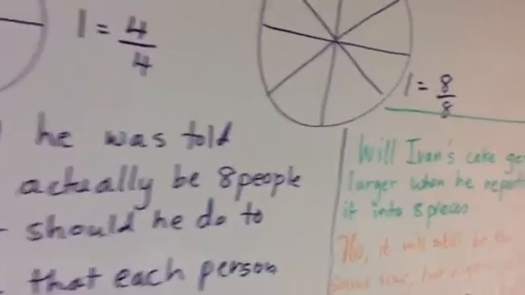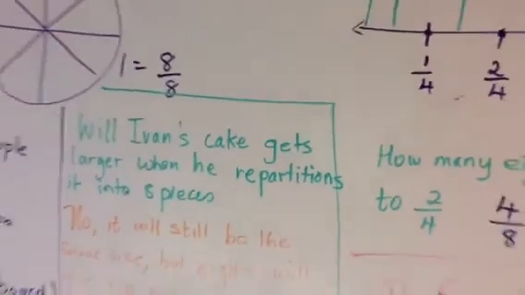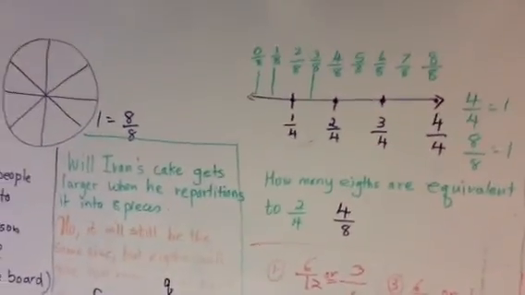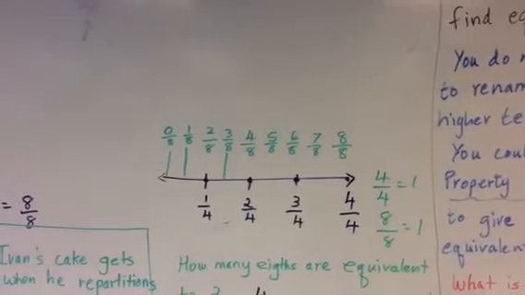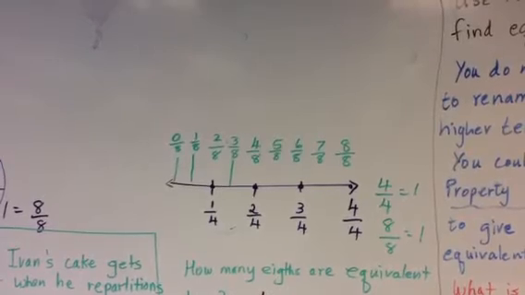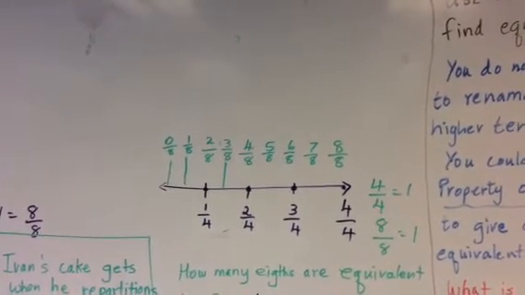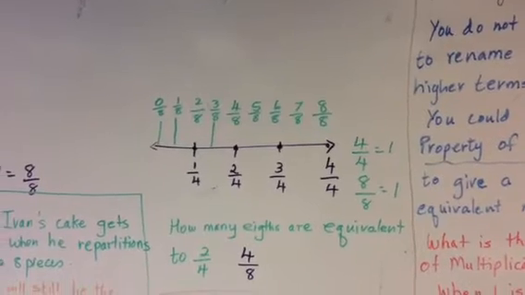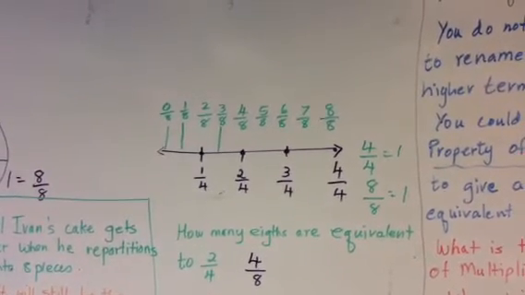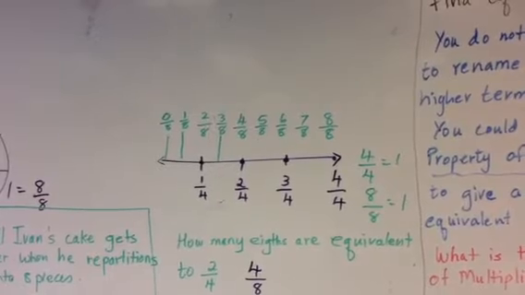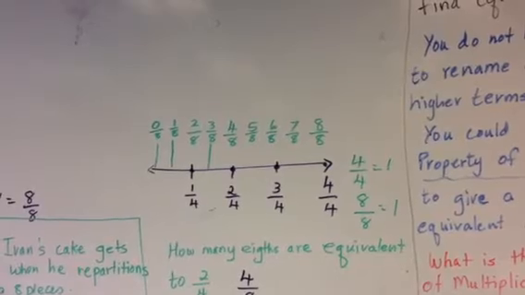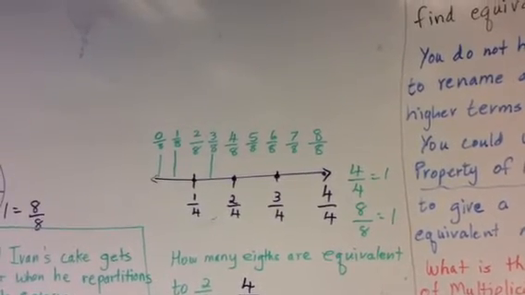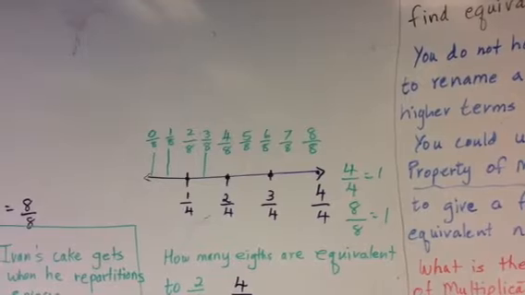Boys and girls, we are studying equivalent fractions. Let's go on to the number line. I made another number line for the cake. The one number line I divided with the purple erasable marker: 1/4, 2/4, 3/4, 4 over 4. On the green one, I divided 0 over 8, 1 over 8, 2 over 8, 3 over 8, 4 over 8, 5 over 8, 6 over 8, 7 over 8, 8 over 8.